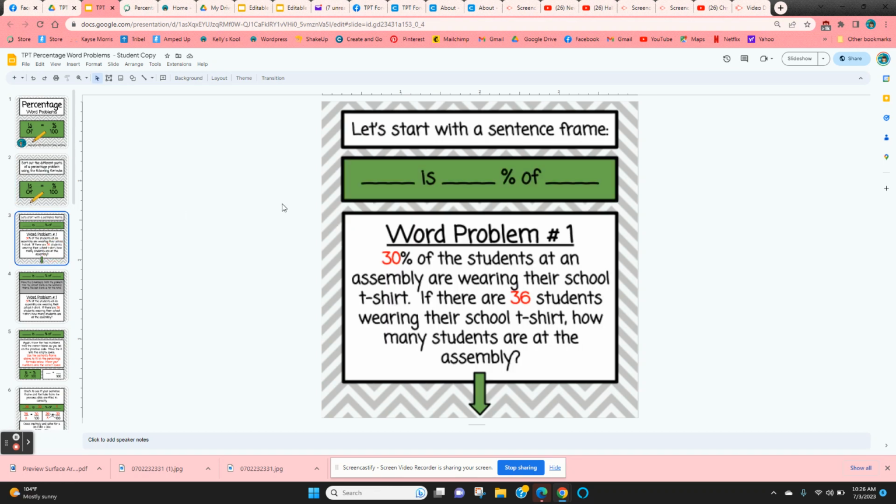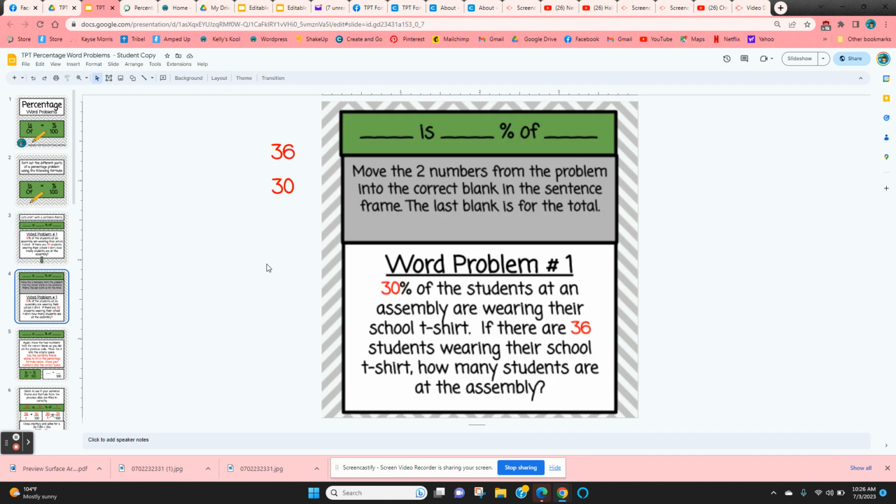For the first word problem, we're going to start with a sentence frame. 30% of the students at an assembly are wearing their school t-shirts. If there are 36 students wearing their school t-shirt, how many students are at the assembly? Okay, so let's take a look at that. How would we fill out the sentence frame?